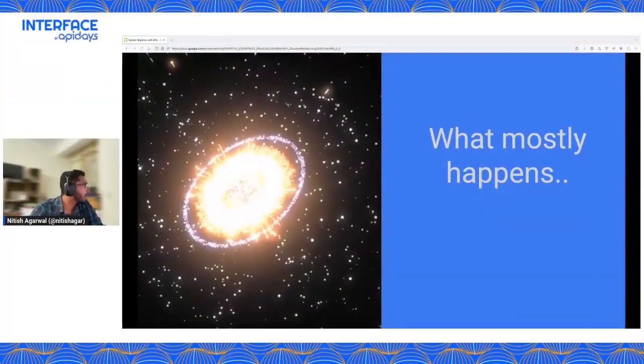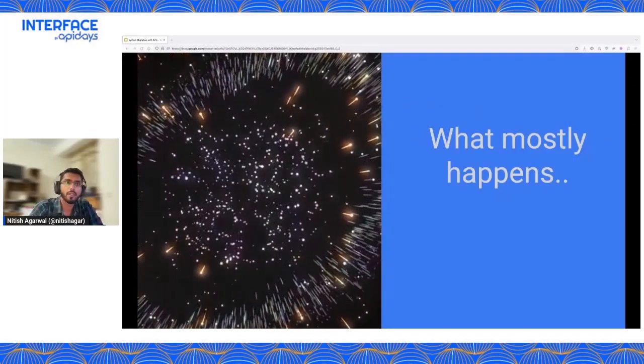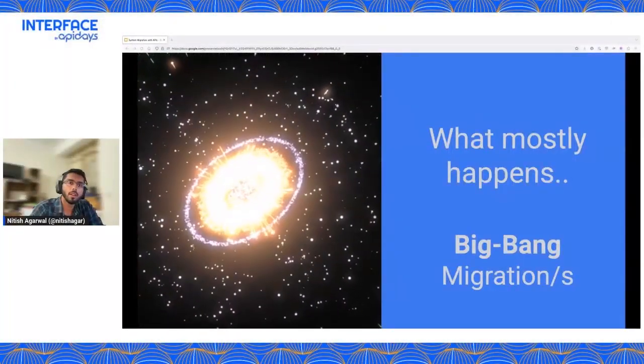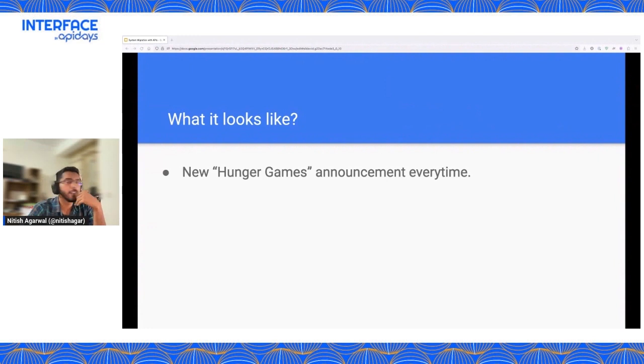Okay, so in my experience, what mostly happens, and the GIF here gives it away, is more of a big bang migration, right? So how does a big bang migration look for us? It's basically multiple teams being rallied for a new Hunger Games announcement of sorts, right?